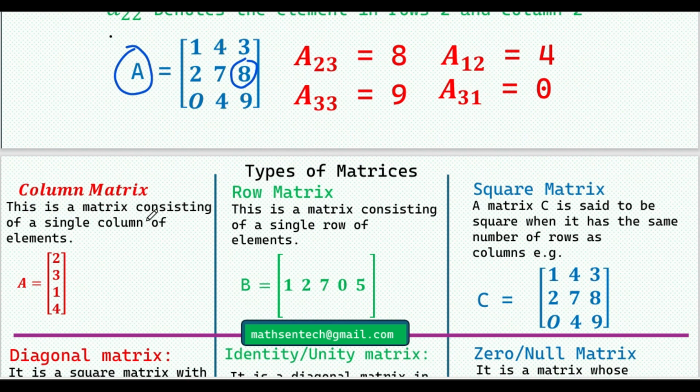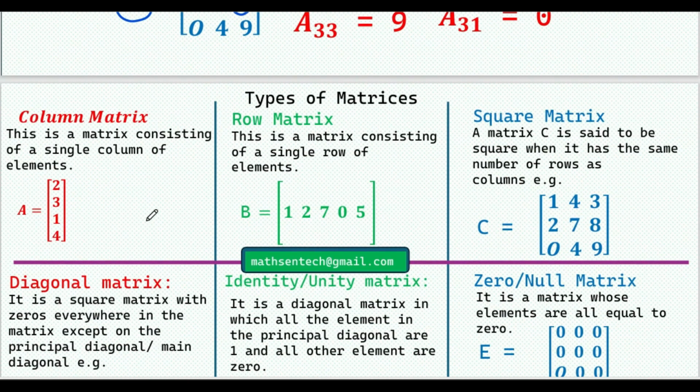Then the next thing is the types of matrices. As you can see, they are very well illustrated here. Number one, a column matrix. This is a matrix consisting of a single column. When you have a matrix with only one column, that is referred to as a column matrix, and this is very well illustrated there. The next one is a row matrix. These are matrices consisting of a single row of elements, like you can see illustrated right there very nicely.